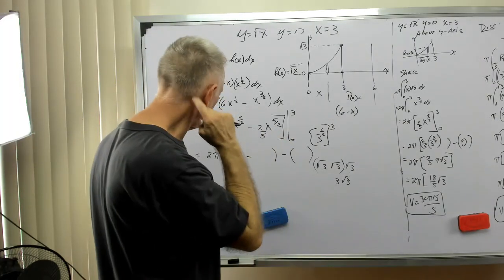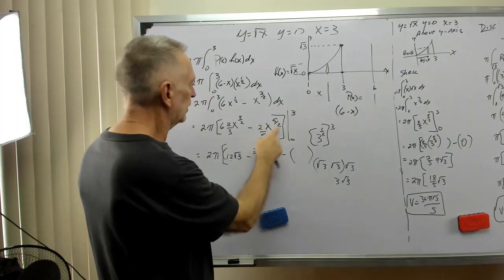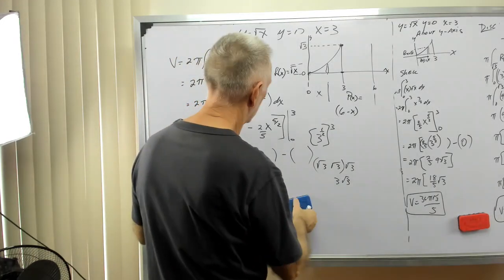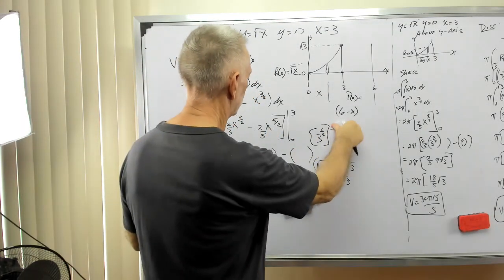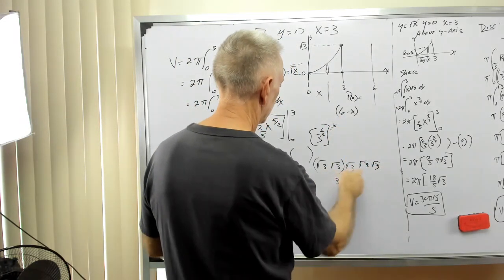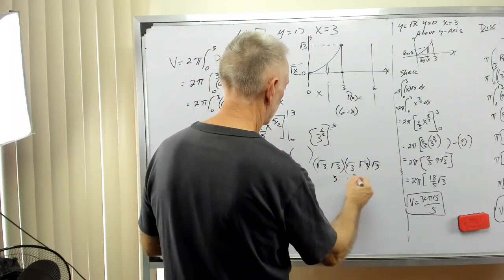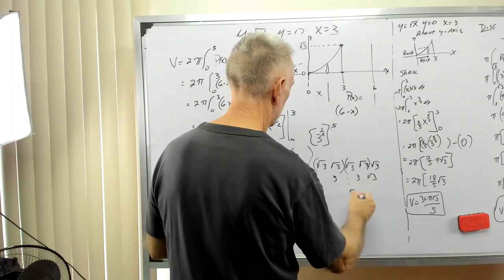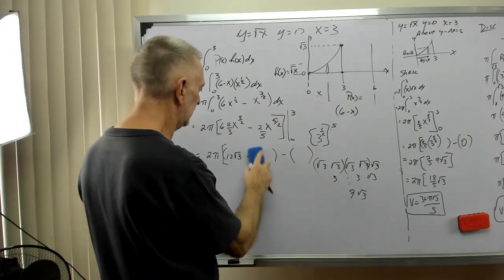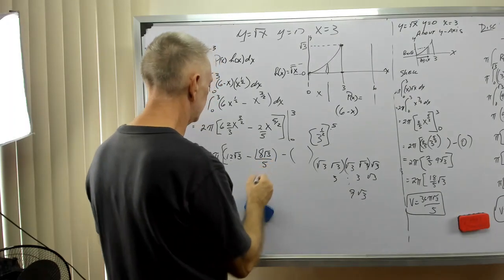Bad for me. Okay, I have 2/5 times x to the 5/2, the same scenario. I have x to the 1/2 raised to the 5th in this case. So I have square root of 3 raised to the 5th. So this one's 3 times square root 3, so 9 square root 3. 9 times 2 is 18. So 18 square root 3 over 5.